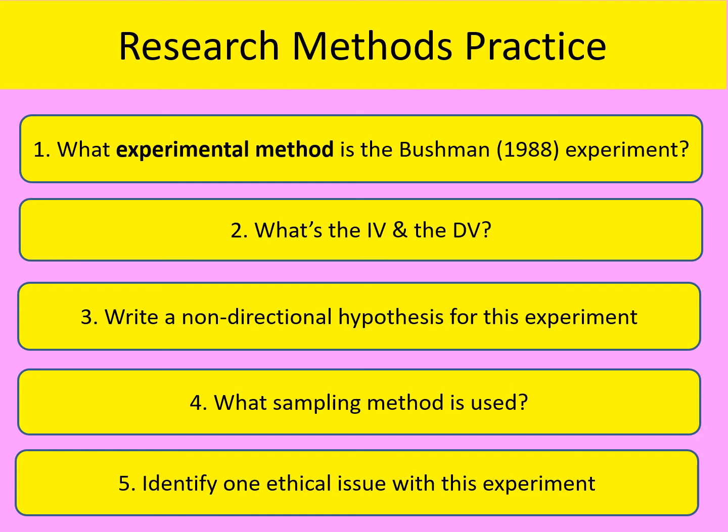And one ethical issue with Bushman's experiment was that there was no informed consent. People didn't know that they were taking part in the experiment, so there was no right to withdraw, no informed consent, and they were deceived as well because the person was dressing up as different people. They weren't actually those people.